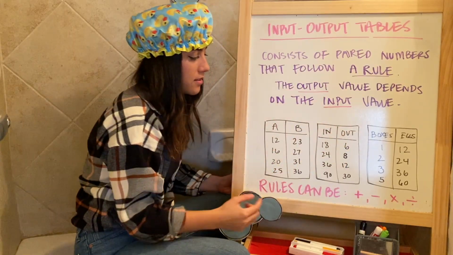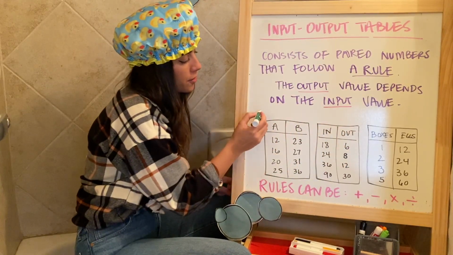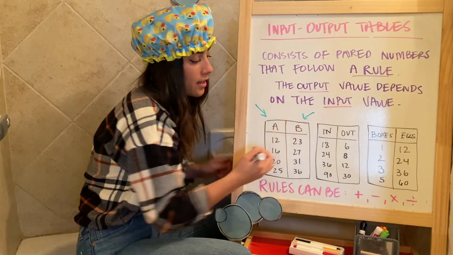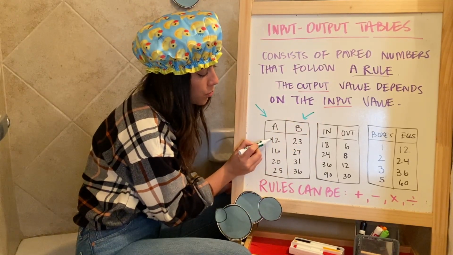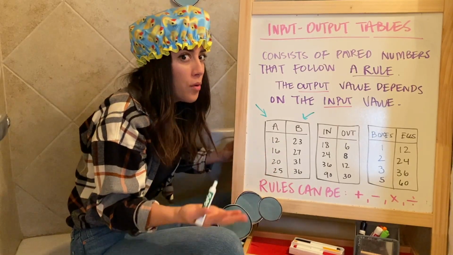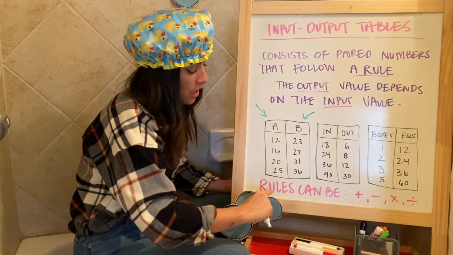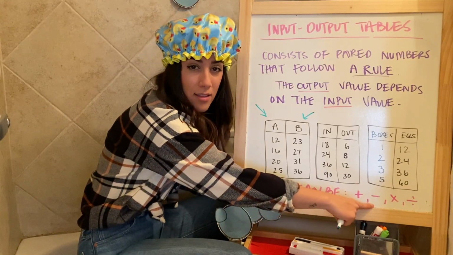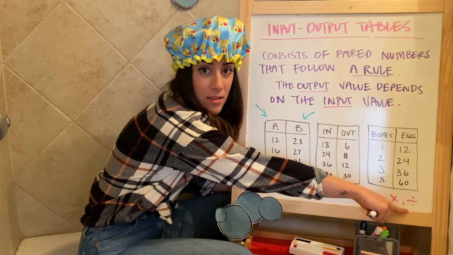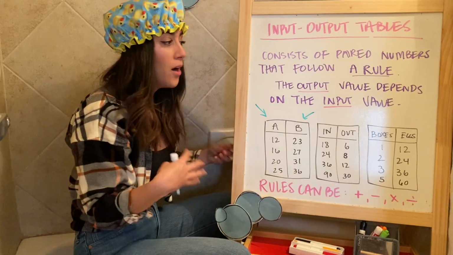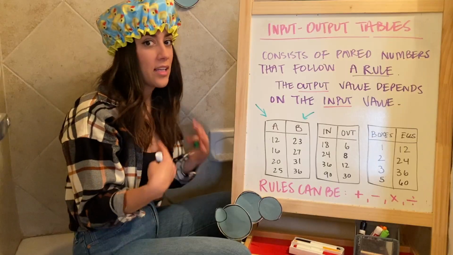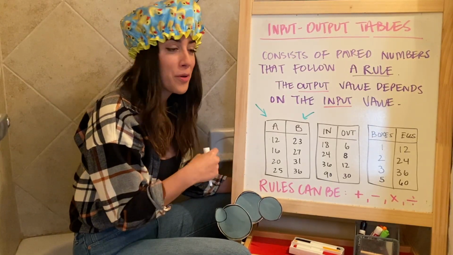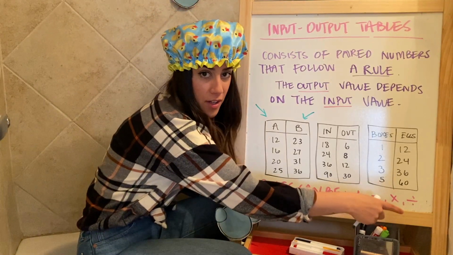So let's look at these boxes. The input is the first column, so the number that you first have. The output is what is next to it. So if my input is 12, my output is 23. What is the rule? And here's the thing. The rules can be whether you're adding something, subtracting something, multiplying something, or dividing something. You have to figure out how much you're adding, subtracting, multiplying or dividing. So within this, it's super important you know how to do all of those functions.